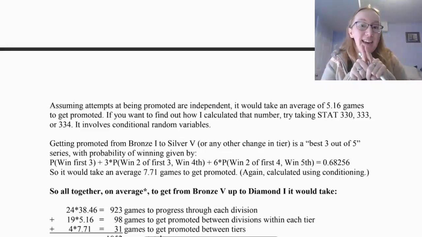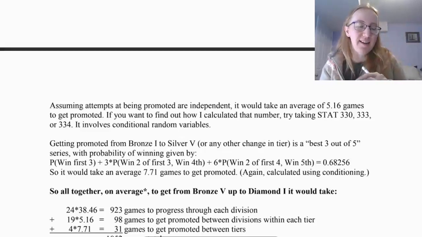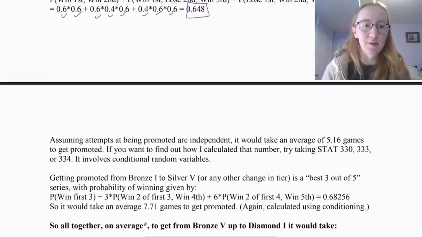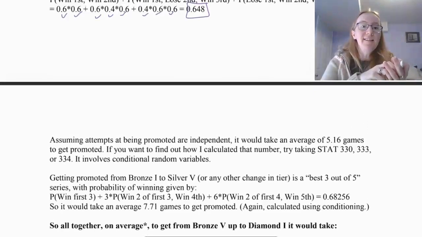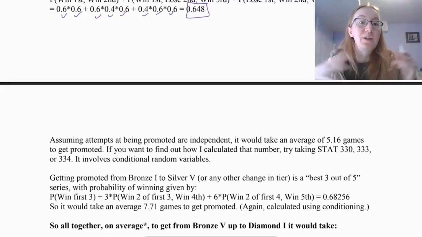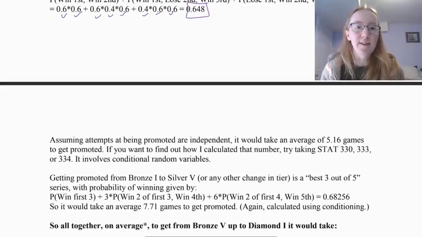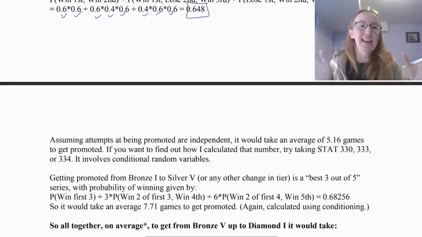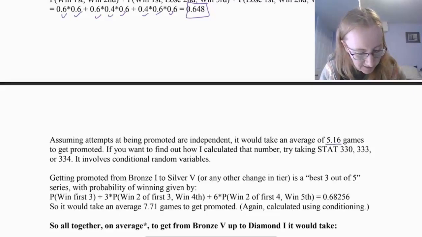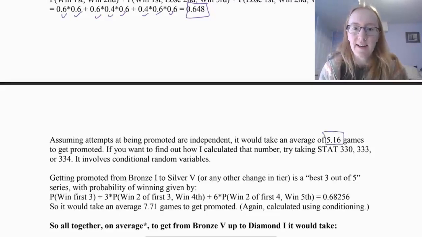So it might take 2 games to get promoted, right? If you just win, done. It might take 3 if it's one of those other cases, the lose, win, or the win, lose, win. Or you might fail, and then you have to go back to the beginning and keep trying again. And so you can use conditioning to calculate the overall expected value of how many games it will take you to get all the way through and finish that promotion. So 5.16 games to do that.